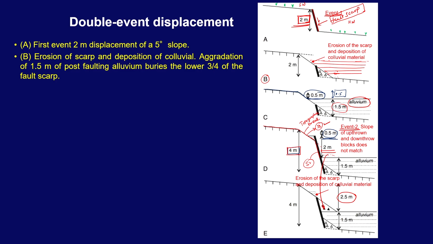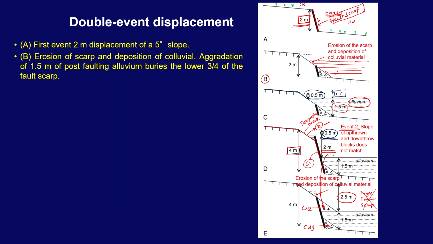So, when you open up the section, then you will be able to see the colluvial wedge. So, this is colluvial wedge 1 and this one is colluvial wedge 2. That part you will be able to understand only and only after you open up the trench. Otherwise, you will say that this is a single event scarp, which is not correct.